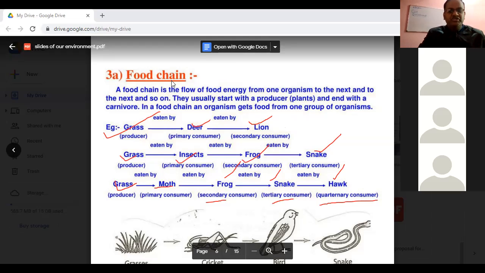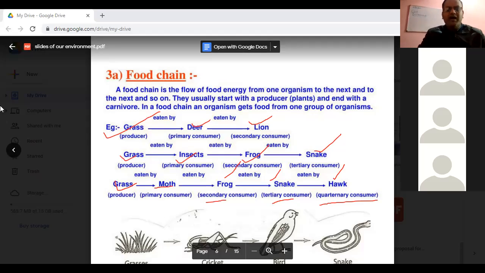So what is a food chain? A food chain is a chain of flow of food energy from one organism to the next and to the next, and so on. They usually start with the producer and end with the carnivore. In a food chain, an organism gets food from one group of organisms.